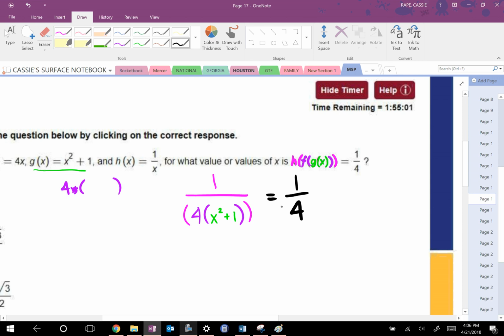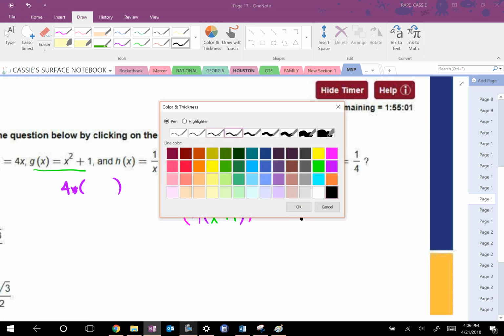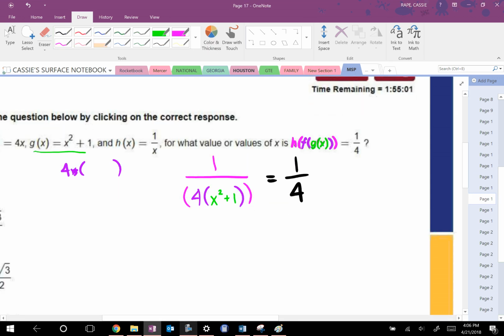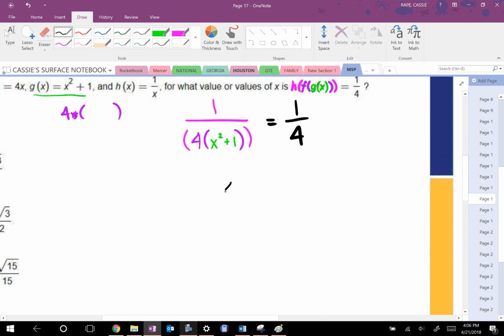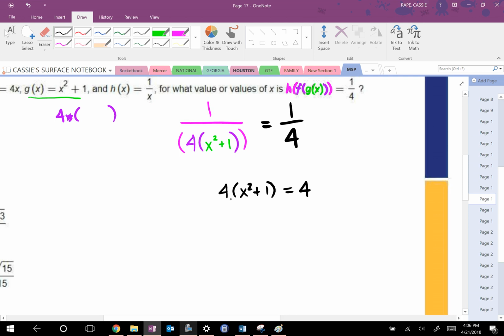So it's asking the question, when is 4 times the quantity x squared plus 1 equal to 4? Okay, now you solve that the way you normally would, first of all by isolating x. And so the first thing I'm going to do is just divide by 4, just to get that leading coefficient out of the way. And that's x squared plus 1 is equal to 1. Now then, I still need to isolate x, so I subtract 1 from both sides. So x squared equals 0.